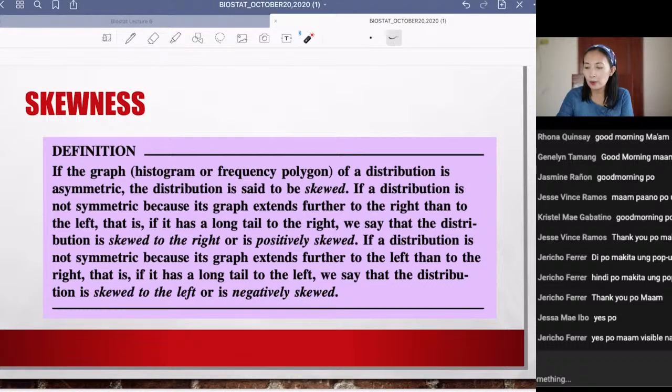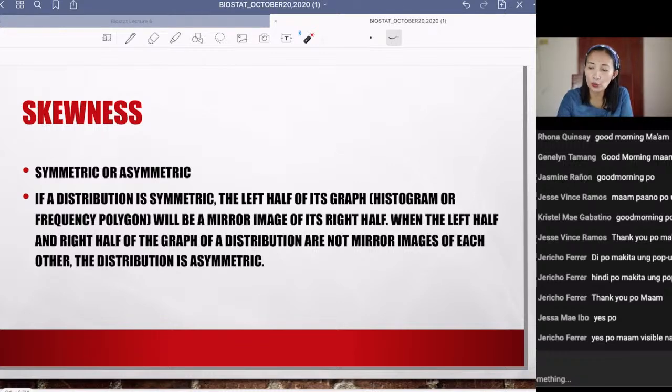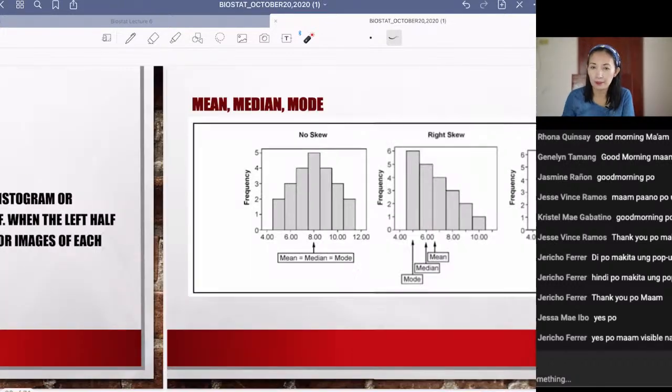So if a distribution is not symmetric because its graph extends further to the left than to the right, or if it has a long tail to the left, we say that the distribution is skewed to the left or negatively skewed. So when we speak of skewness, it has to do with the symmetry or asymmetry of the graph. Okay? Let's look at this.